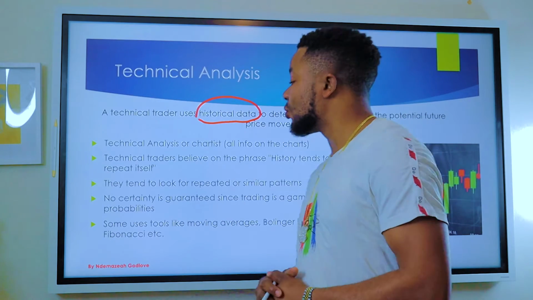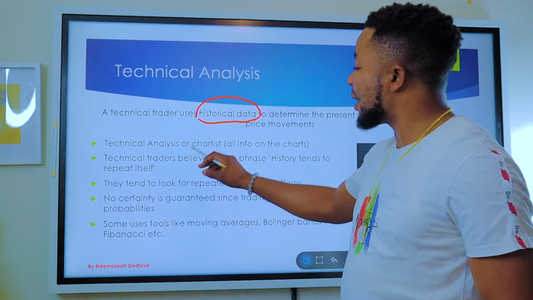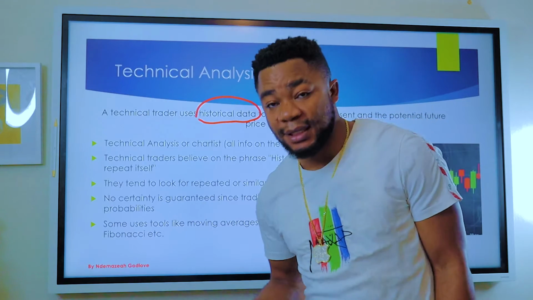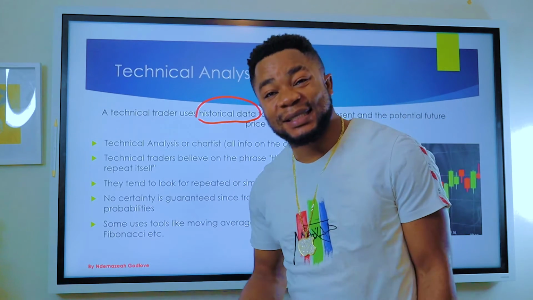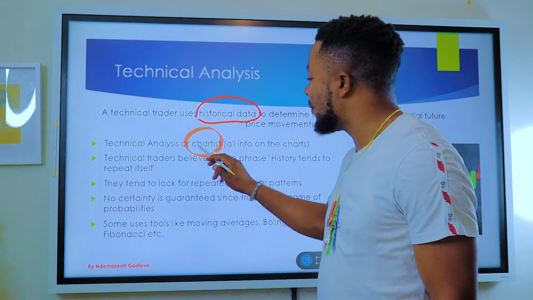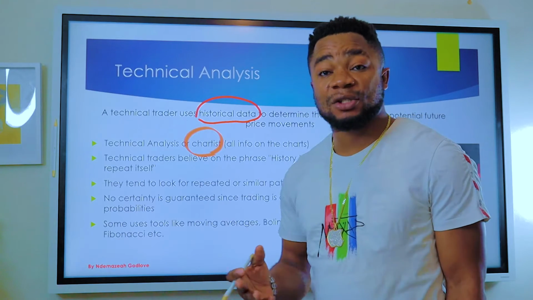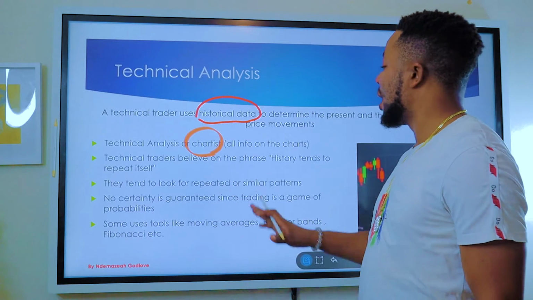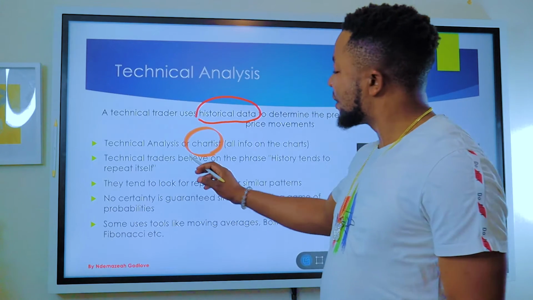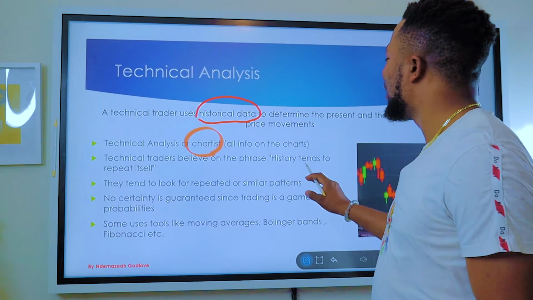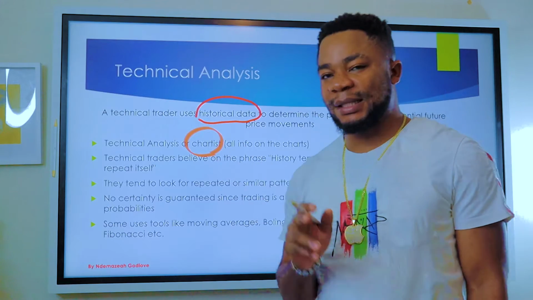Another key point we can still know: a technical trader or technical analyst is also called a chartist, because they do everything on the chart, or they do all the analysis on the chart. So that is why they call them chartists, and they believe all the information is on the chart. Technical traders believe in the phrase, history tends to repeat itself.